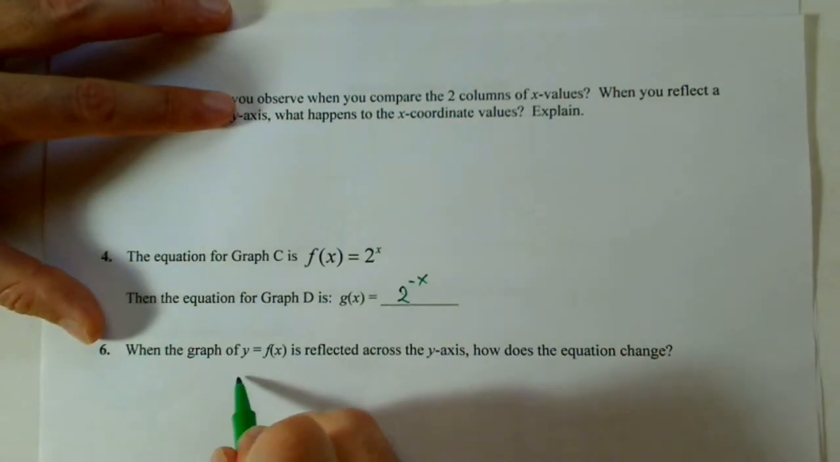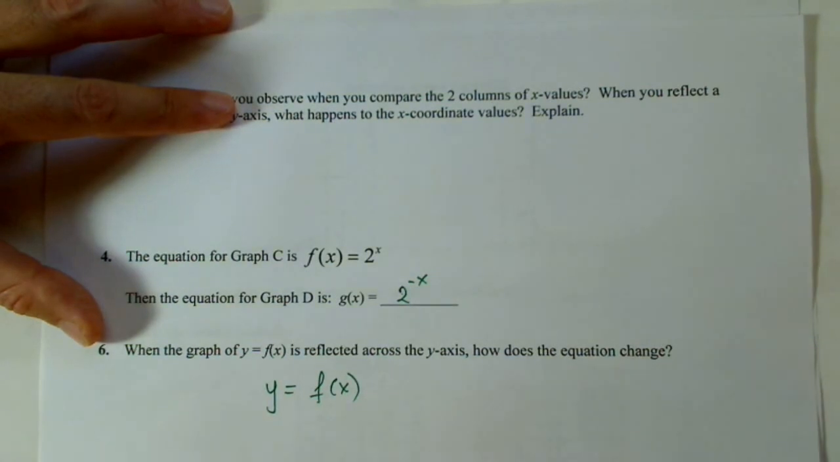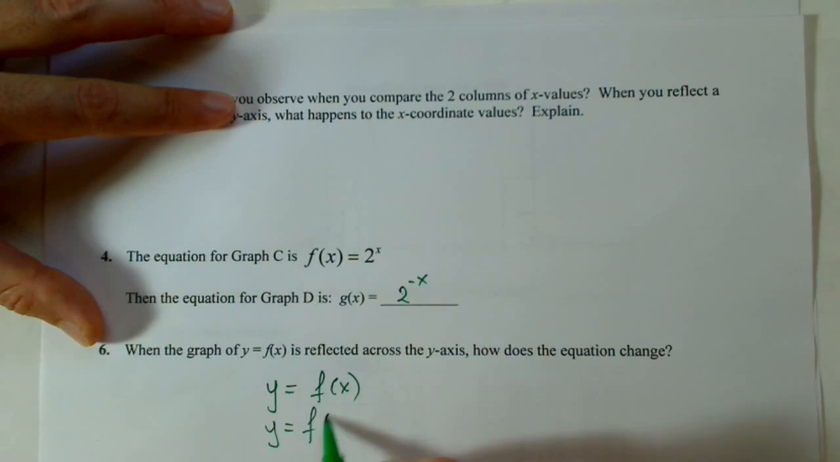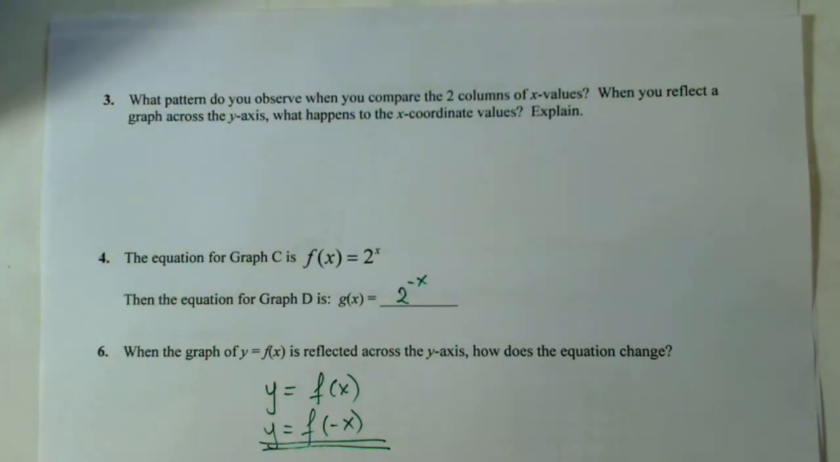Or if we represent it in this form, y equals f of x, our reflection will be just y equals f of negative x. And that's it, what we have to do is just change the sign in front of the input, and that's it.